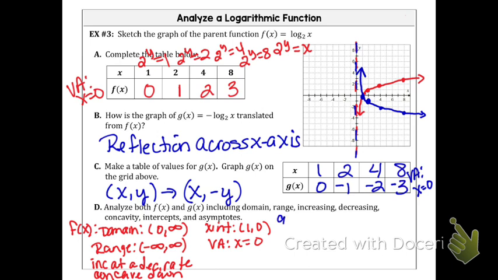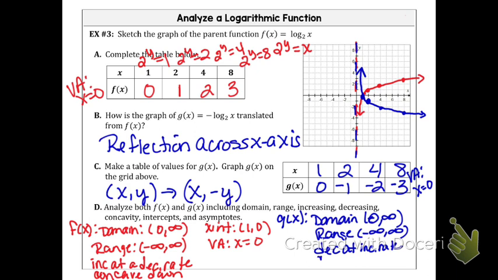All right, for g of x, our domain is the same, 0 to infinity. Range is the same, negative infinity to infinity. Our graph here is decreasing at an increasing rate. It's concave up. We have an x-intercept at (1, 0). And our vertical asymptote is also at x equals 0.